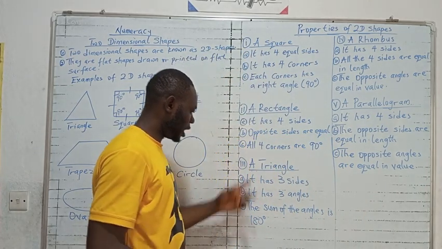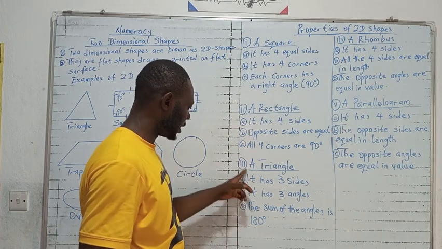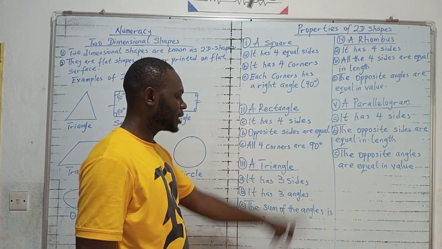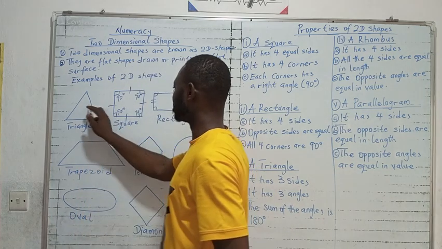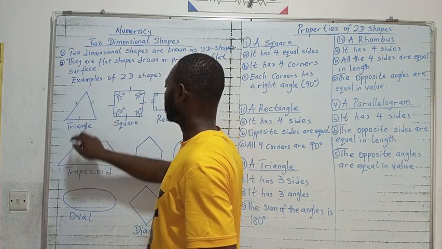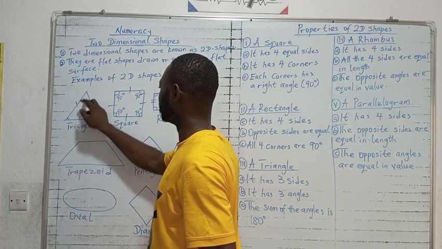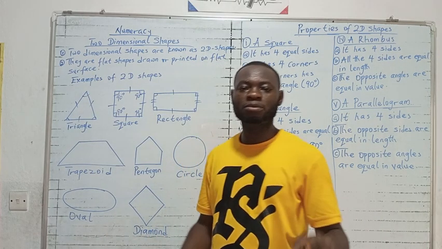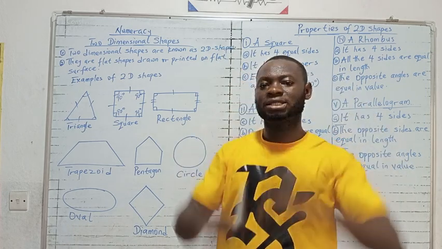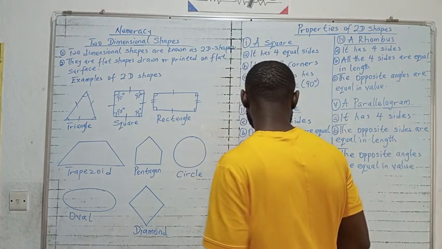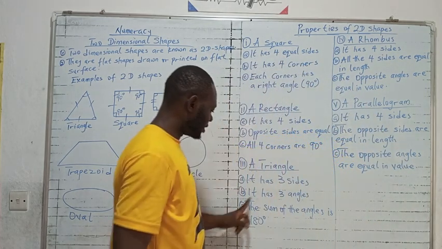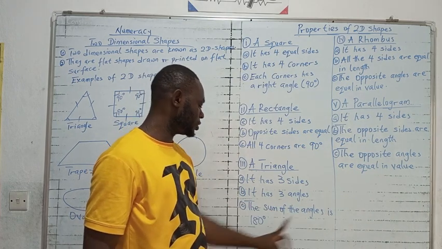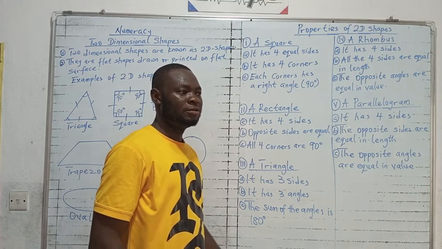Number 3, we are considering the triangle. We say that a triangle has 3 sides and it also has 3 angles. You can see the 3 sides of this triangle, then you can see the 3 angles at this point. Okay? Remember, an angle is formed when 2 straight lines intersect, when they meet at a point. So a triangle has 3 angles, and the sum of these 3 angles is 180 degrees.